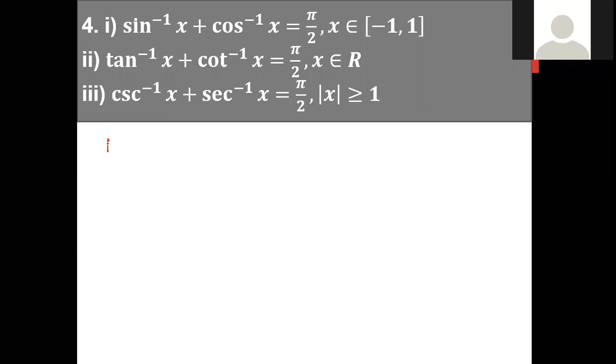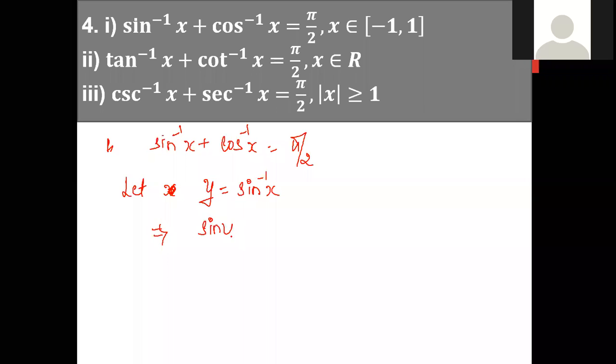So I have to prove sine inverse x plus cos inverse x is equal to pi by 2. Let y be equal to sine inverse x. Then I can write sine y is equal to x, correct? Now how do I convert sine to cos?